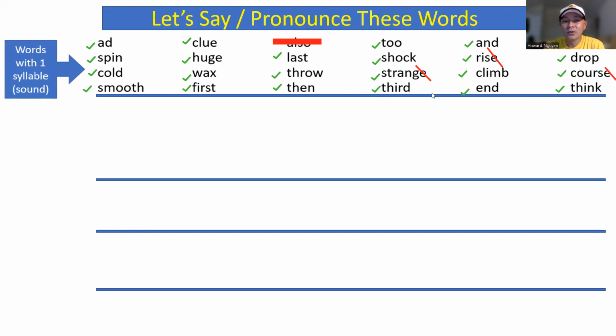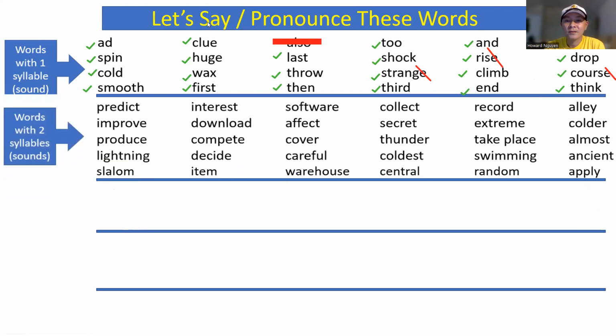Then we have two syllable words. So let's say after me: predict, improve, produce, lightning, slalom, interest, download, compete, because the E here is silent. Decide, again, the E is silent.